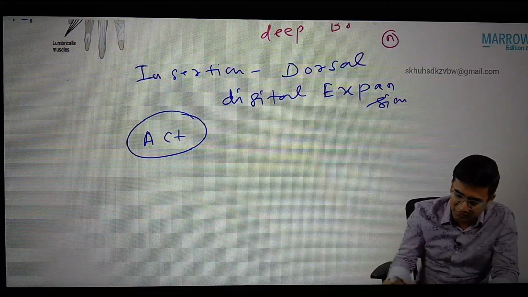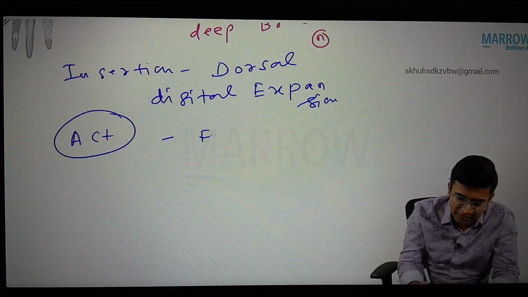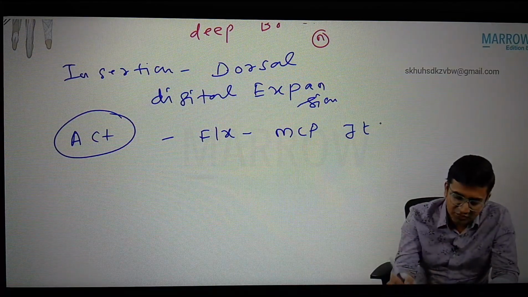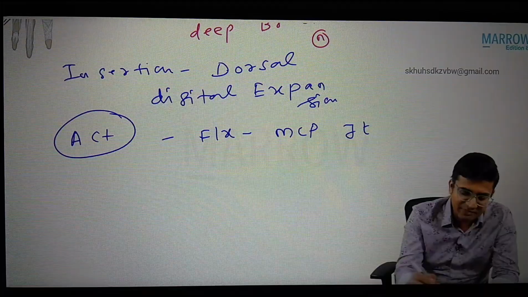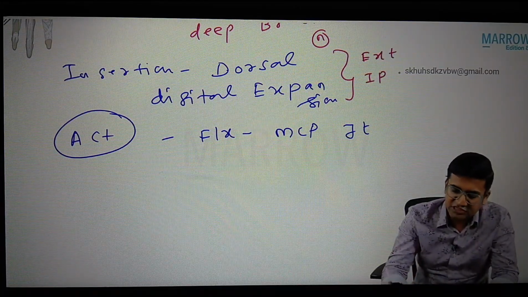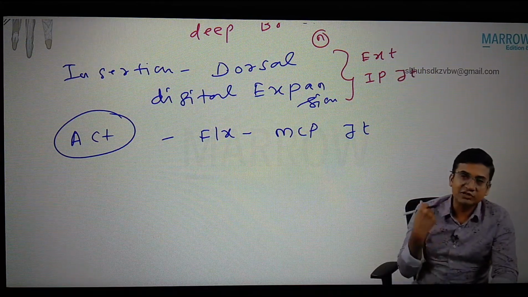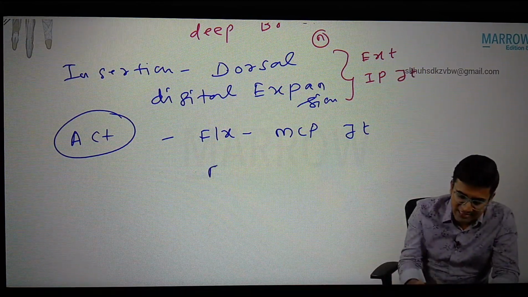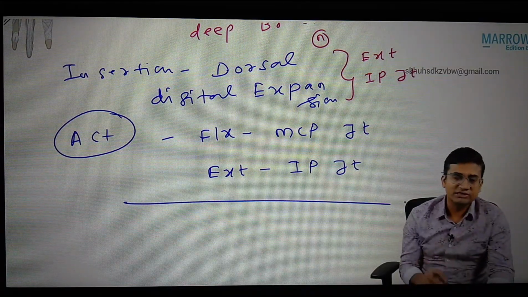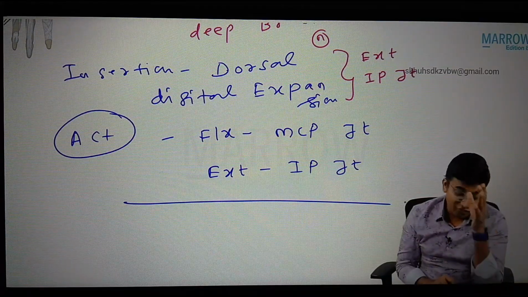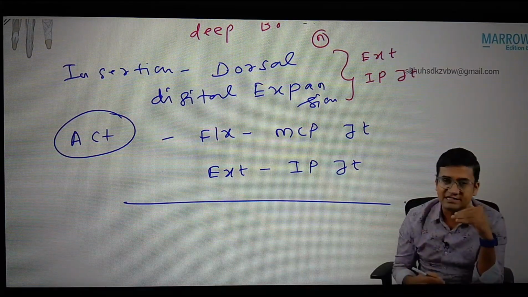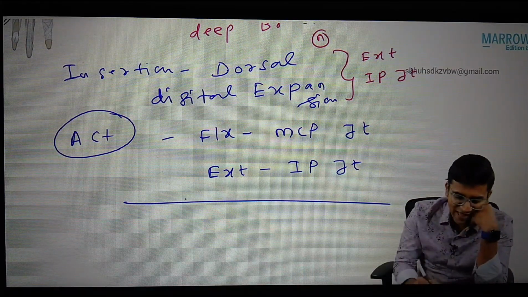So action of lumbricals, please write. Action of lumbricals: flex the metacarpophalangeal joint, and inserting to DDE, dorsal digital expansion. I told you, dorsal digital expansion extends the interphalangeal joint. So any structure attaching to DDE, what do they do? They also extend the interphalangeal joint. Not only lumbricals, even interosseous will do the same movement. So flexion of the metacarpophalangeal joint and extension of the interphalangeal joint. Okay, so this is the action of lumbricals.